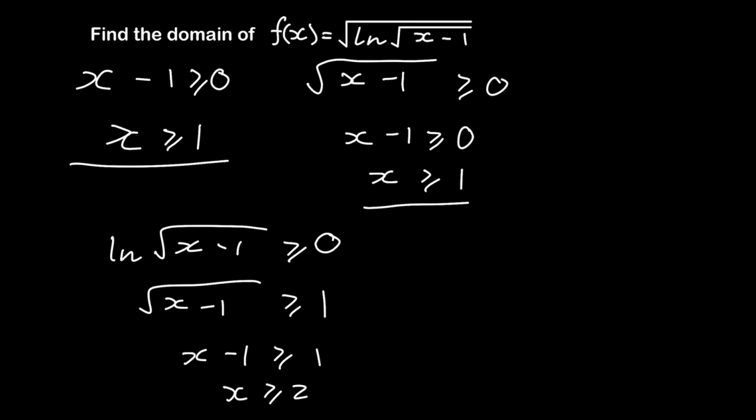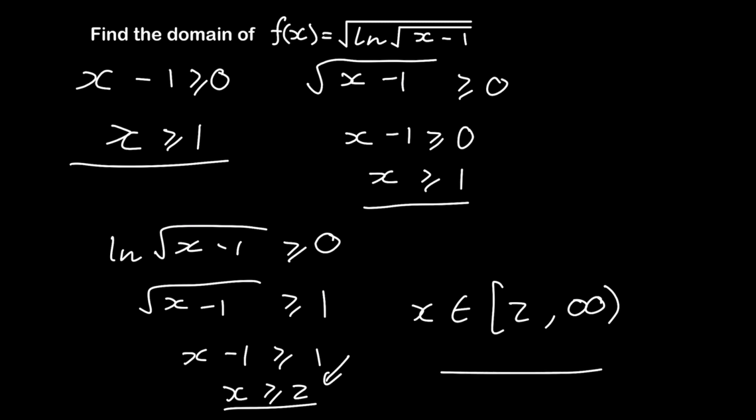So now we have these three restrictions on our domain. And now we need to take the intersection of them all to find the actual domain of the function. So x is greater than or equal to 1 in all of these restrictions. This is the restriction that really places the main restriction, because it's included in all of them. In other words, it's the intersection of all of them. So in interval notation, x is an element of 2 to infinity, and that's inclusive of 2 and not inclusive of infinity.